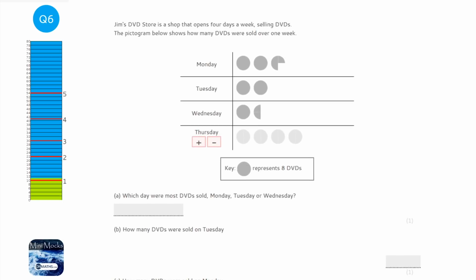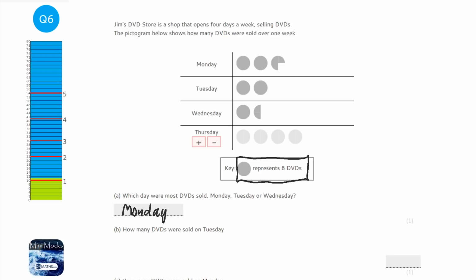The first thing to look at with a pictogram, which this is, is the key. Now the key tells us what each picture represents. So if you have a look at the key here, it says each circle represents 8 DVDs. Now that's the complete circle. So it says what day are the most DVDs sold, Monday, Tuesday or Wednesday? Well, you can always just look at which has the most shapes. Now Tuesday has 2, Wednesday has 1.5, but Monday has over 2 3/4. So it's definitely going to be Monday because it's got the most circles.